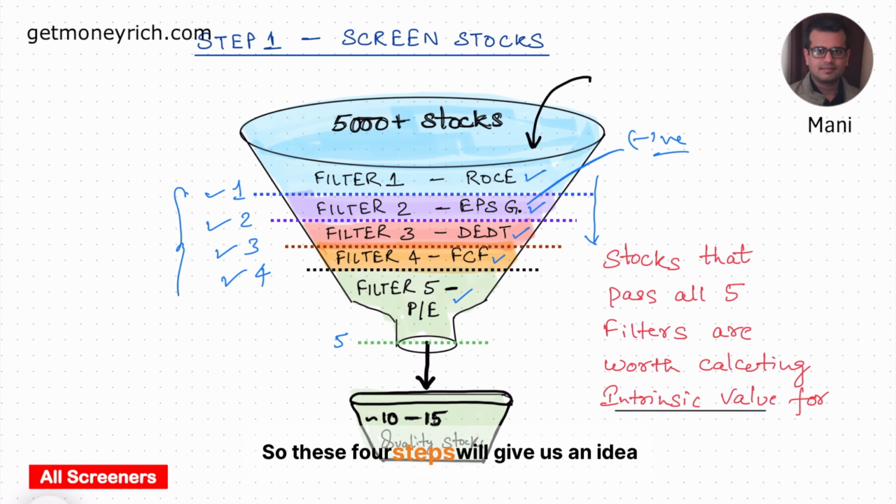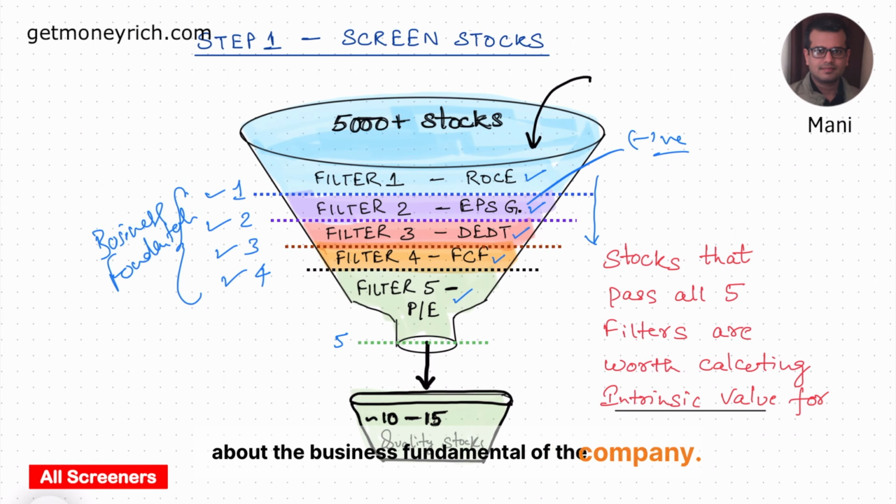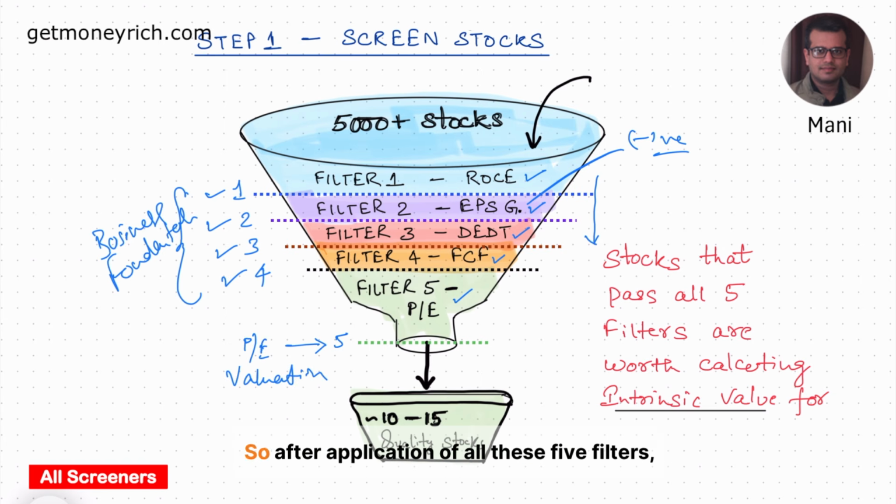So these 4 steps will give us an idea about the business fundamental of the company. It will tell us whether it is strong or weak, and once all these 4 steps are confirmed, then only we will go to step 5, where we will check the price to earning ratio to confirm the valuation of the company. So after application of all these 5 filters, as per my experience, I have seen that about 10 to 15 stocks will get filtered.